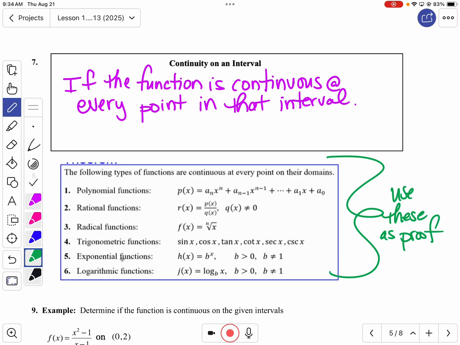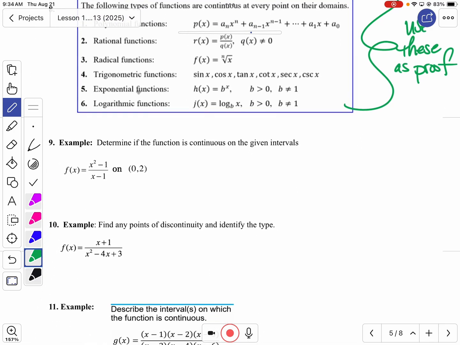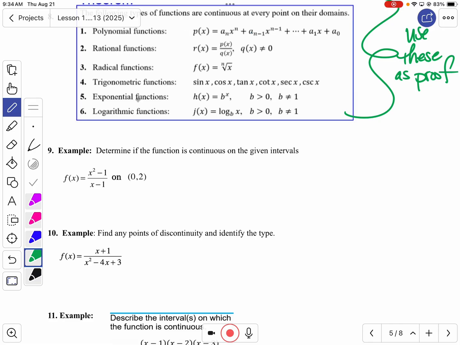So take a look at this one. The first thing it says is to determine if the function is continuous on the interval from 0 to 2. This is a rational function, x squared minus 1 over x minus 1. And so here's what we need to do. We've got to figure out what's going on funky with this function. So if I think about f of x equal to x squared minus 1 over x minus 1, if I have a rational function, I'm going to factor every single time.